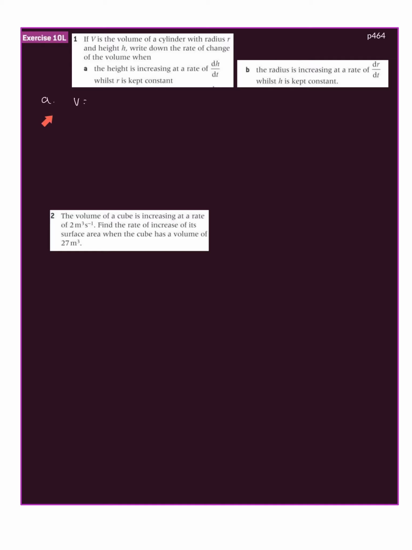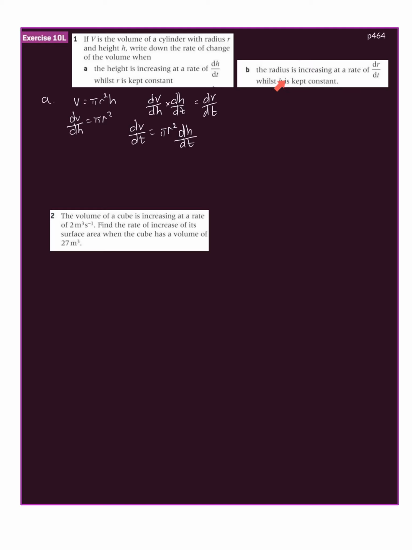Okay, so A. The volume of a cylinder is pi r squared h. dV/dh, in this case r is kept constant, so it's dh/dt. So dV/dh times dh/dt is dV/dt. dV/dh is pi r squared. So dV/dt is dV/dh times dh/dt, and we said that was pi r squared.